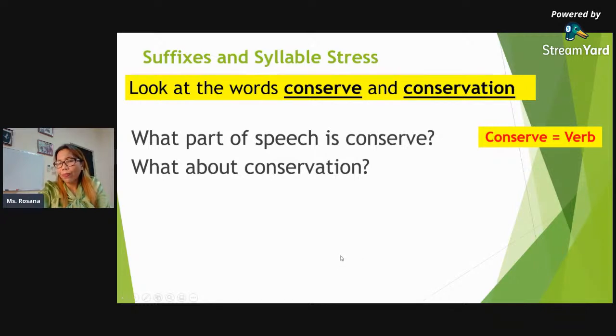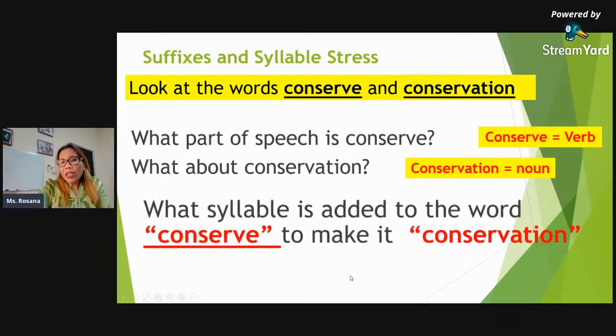Does it tell you what to do? Or is it a thing? Is it something that you do? Yes, it is something that you do. So therefore, it is a noun. Okay. Now, what syllable is added to the word conserve to make it conservation? Because here we see conserve was formed into conservation. What syllable is added? So if you look at conserve, here it becomes conservation. So here, what syllable is added to the word conservation?